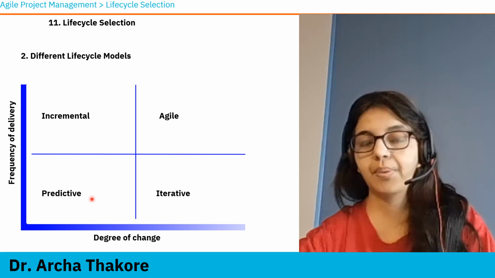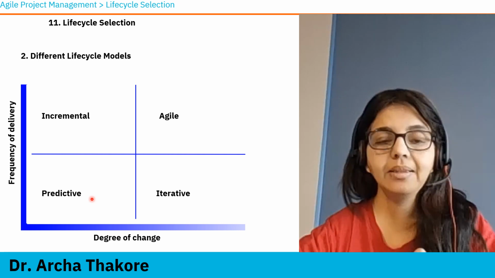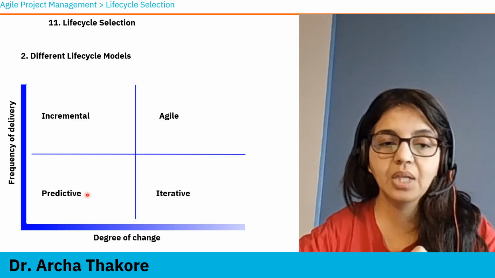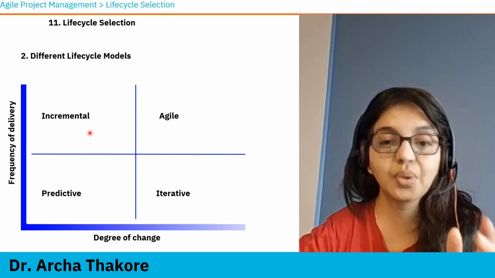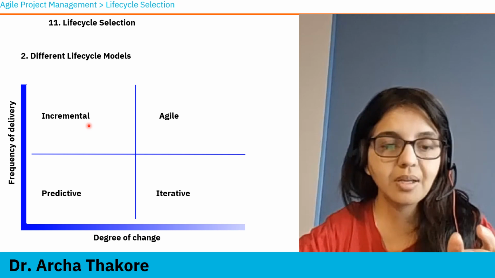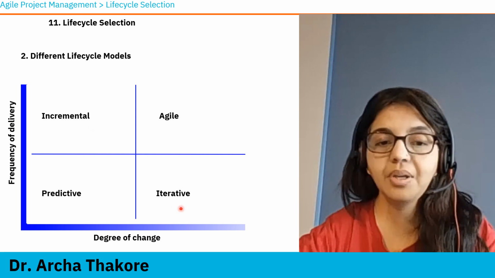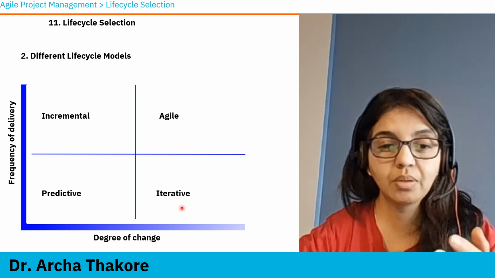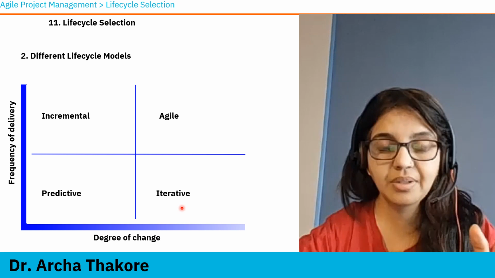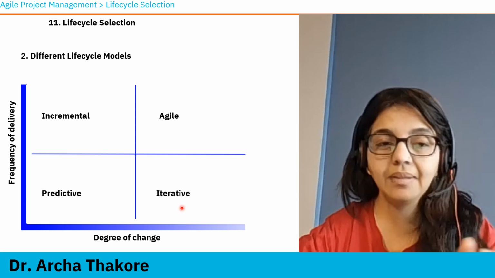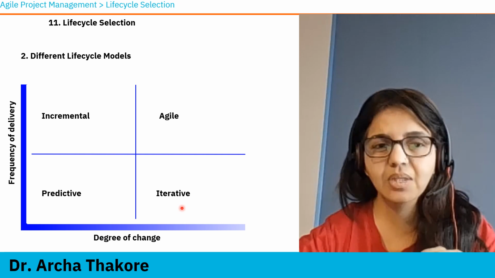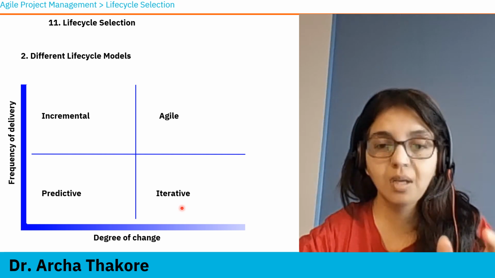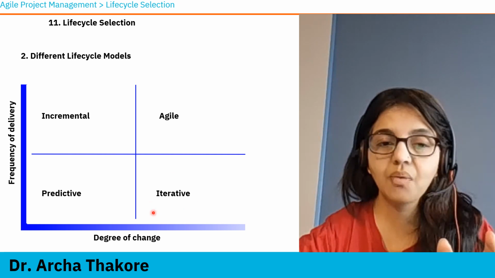So if the project has a low degree of change and the frequency of delivery is only once, then you go for a predictive approach. Then if the degree of change is less but the frequency of delivery is more than one, then you go for incremental. If the degree of change is more, there are more uncertainties, and the frequency of delivery is not much, it's not required to be a lot or very frequently, then you go for iterative.